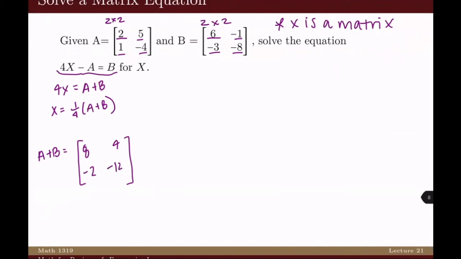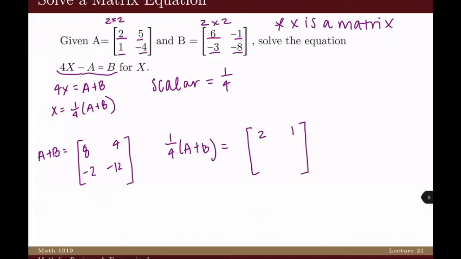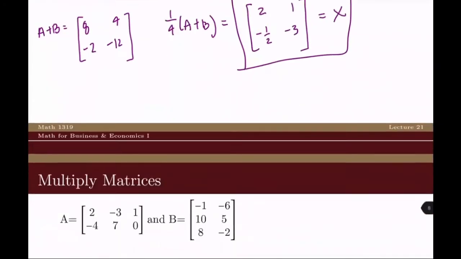And then to find x, we need to take a fourth. Our scalar here is 1/4, if you want to remember that from the last slide. So we're multiplying by the scalar, so 1/4 (a plus b) is going to be, so 8 times a fourth is 2, 4 times a fourth is 1, -2 times a fourth is -1/2, and -12 times a fourth is -3. So that means this is our X matrix. All right, let's move on.